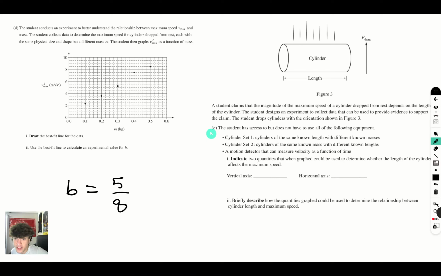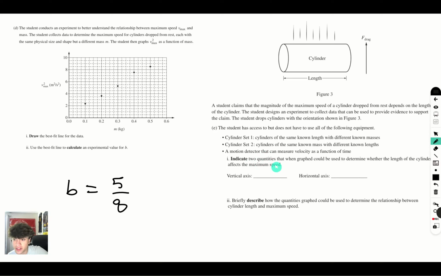And now let's go to part E, the final part. A student claims that the magnitude of the maximum speed of a cylinder dropped from rest depends on the length of the cylinder. The student designs an experiment to collect data that can be used to provide evidence to support the claim. The student drops cylinders with the orientation shown in figure 3. The student has access to, but does not have to use, all of the following equipment: cylinder set 1, cylinders of the same known length and different known masses; cylinder set 2, cylinders of the same known mass with different known lengths.